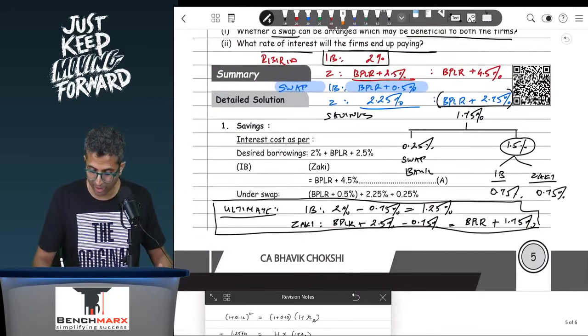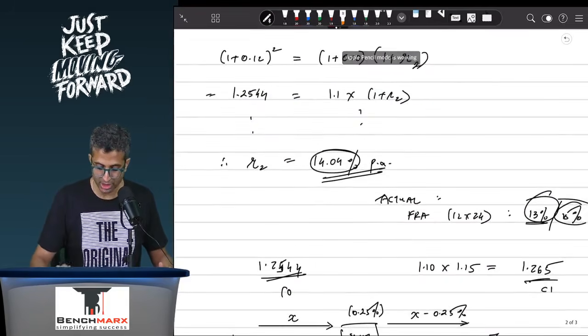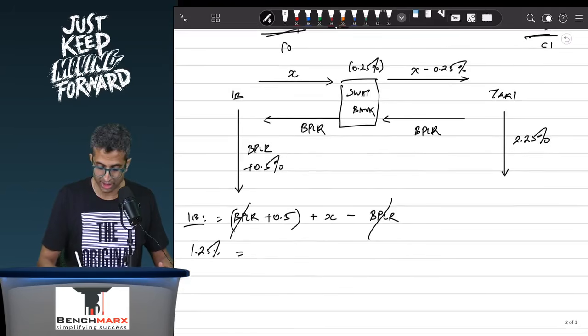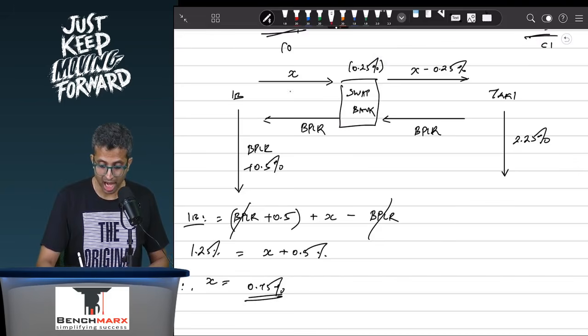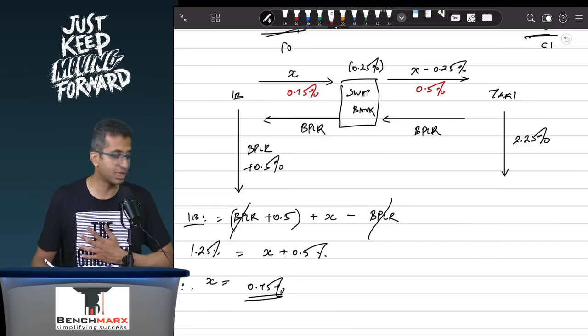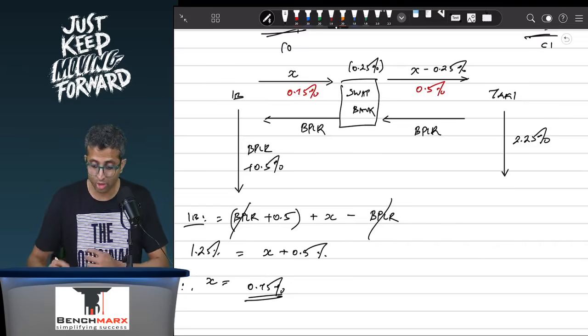Using the 1.25% over here, you will say that this is 1.25% equals x plus 0.5%, and therefore you will take 0.5 on the other side. Therefore x will equal, I think, 0.75%. So basically we are saying that IB will pay 0.75%, but if IB pays 0.75%, will Zaki receive 0.75%? No. After considering the commission, Zaki will receive only 0.5%.